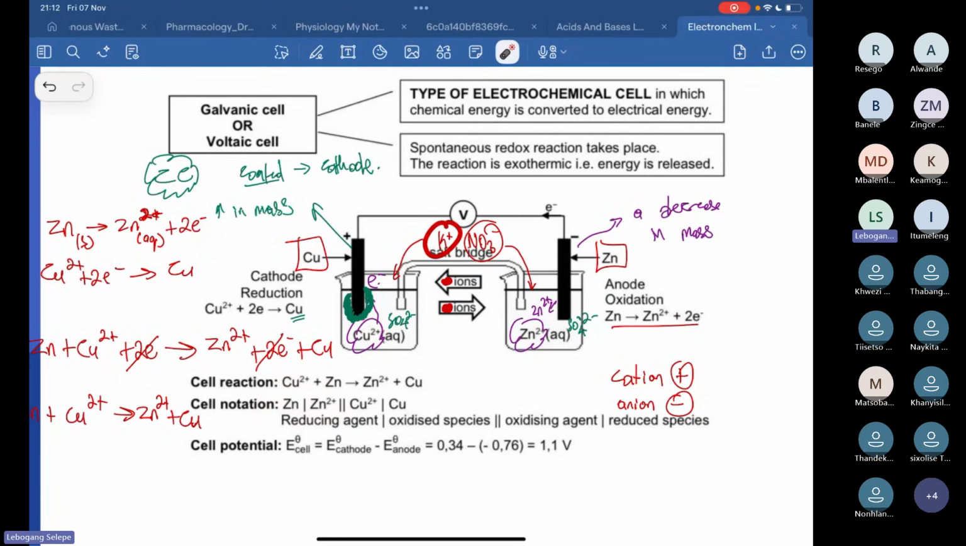The half reaction on the cell notation shows what happens on the anode. We need to show what happens on the anode first, simply saying that we have oxidation first, right? The donation happens before the acceptance of electrons. So we're just showing how the Zn, or the reducing agent, changed on the anode side. So Zn changed to Zn2+.